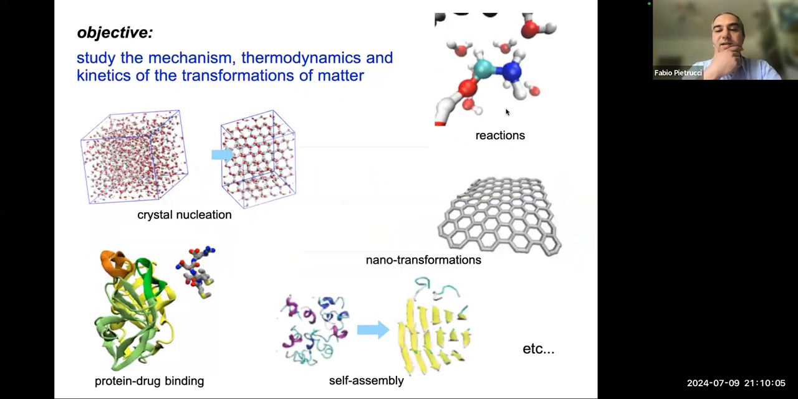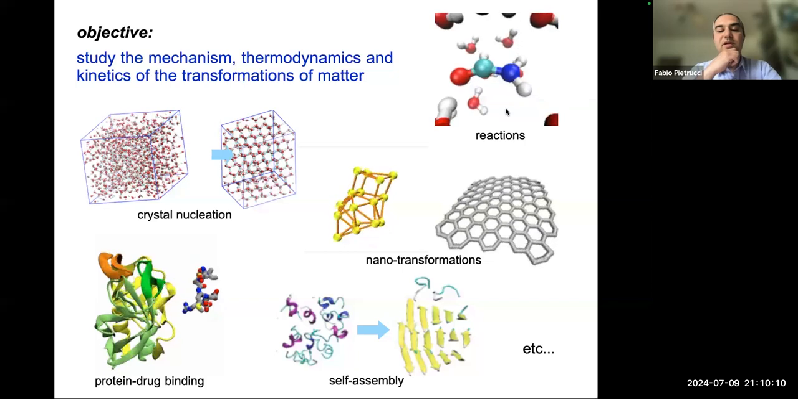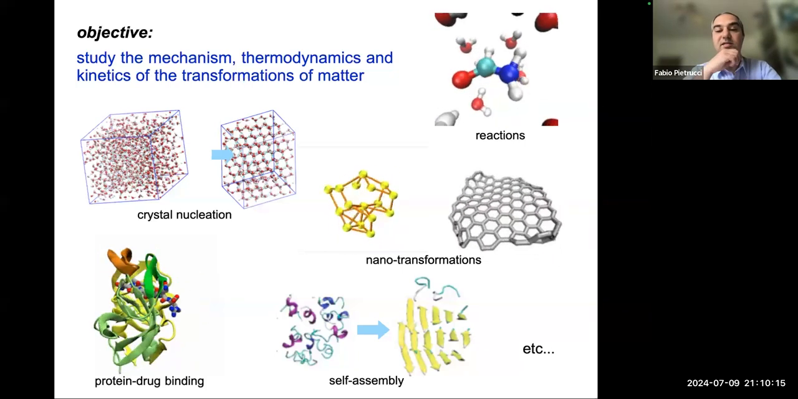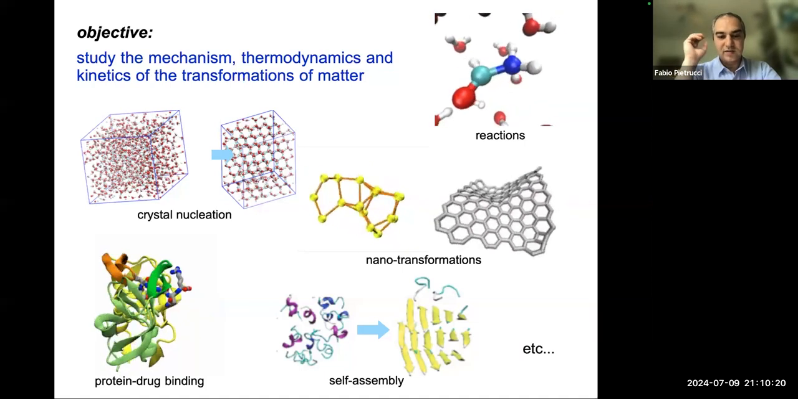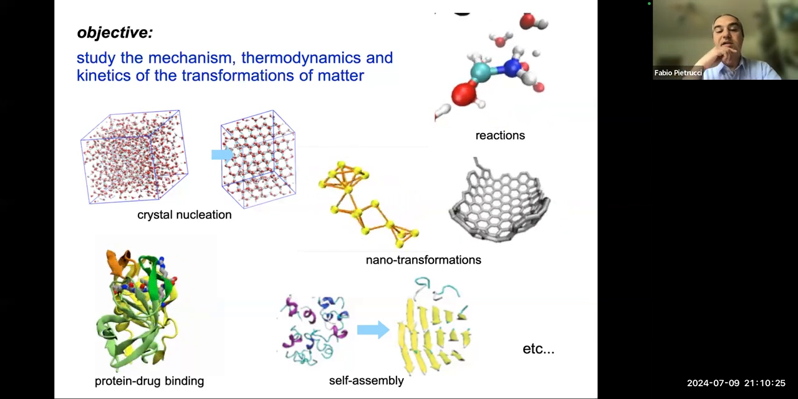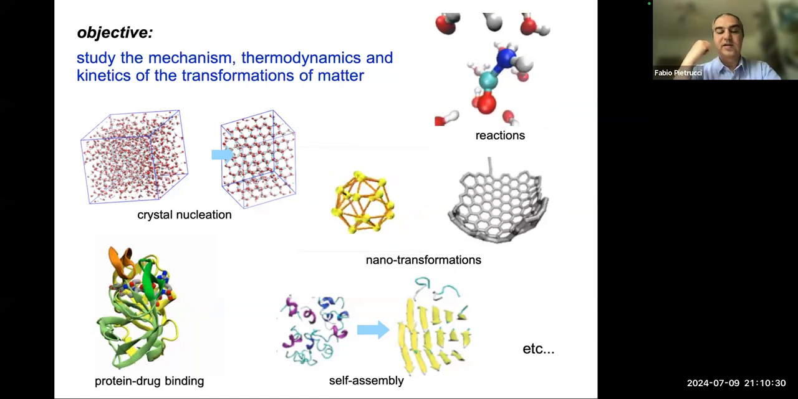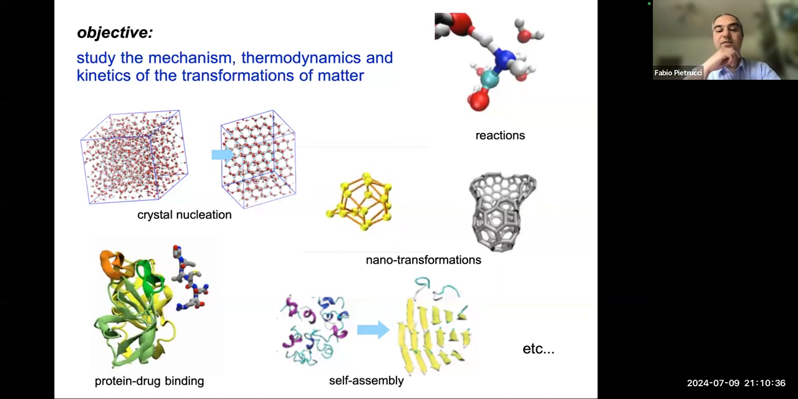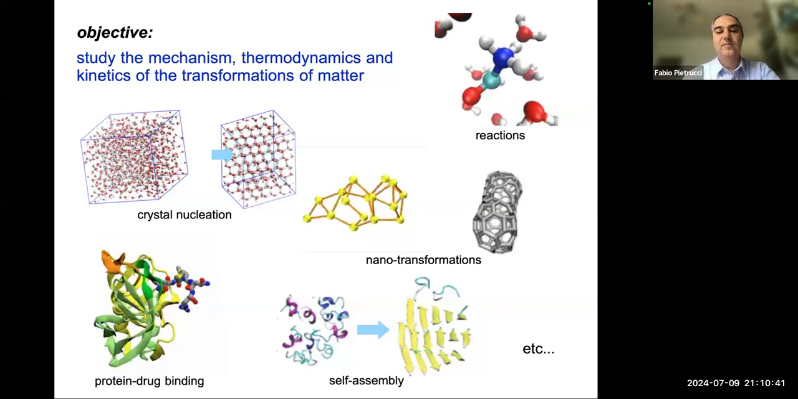Now, this slide is a bit complicated, with many pictures, but it is to give you a broad overview of the fact that despite the differences in all these systems, here you see chemical reactions, crystals, nanostructures, proteins, from a theoretical viewpoint, actually, we can study really all of them in a unified way. Okay, so there is a way to study many different transformation processes of this kind in a way that is unified. And that's what I will try to convey today.